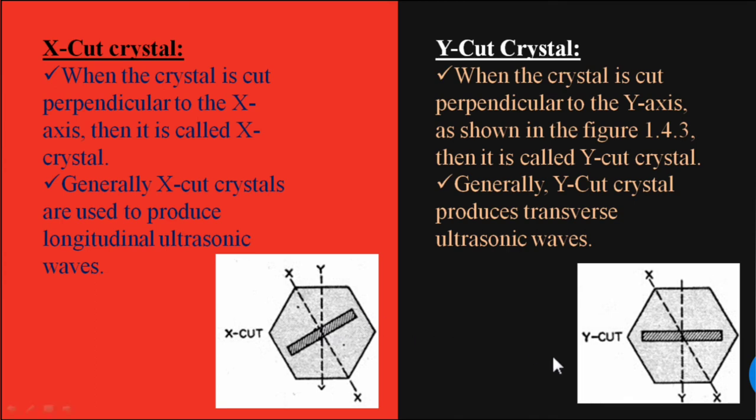And the second one is Y-cut crystal. This one is the Y-axis. The line which joins the sides of that hexagon is known as the Y-axis. And when you cut the crystal perpendicular to this axis, then it is known as the Y-cut crystal. And generally, Y-cut crystals produce transverse ultrasonic waves.